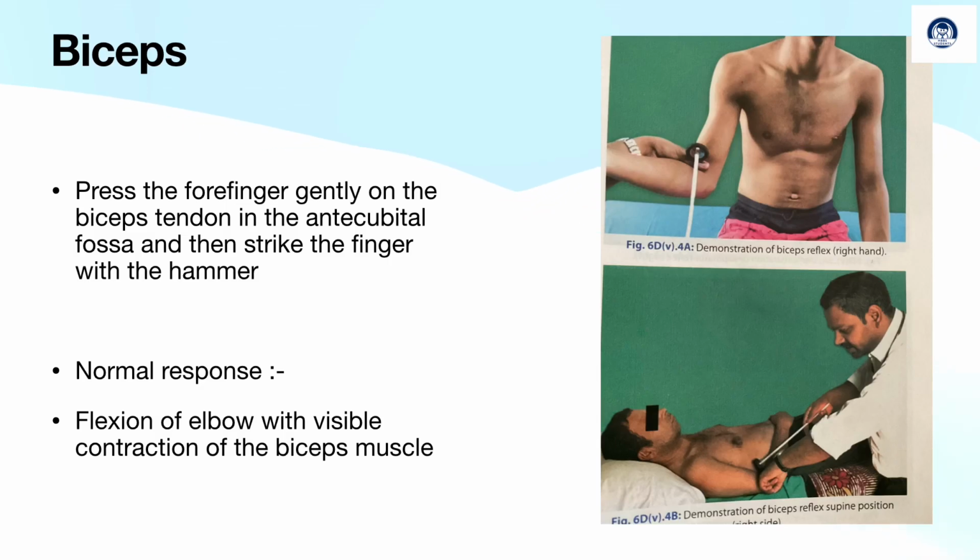Biceps reflex. Press the forefinger gently on the biceps tendon in the antecubital fossa and then strike the finger with the hammer. Normal response: flexion of elbow with visible contraction of the biceps muscle.